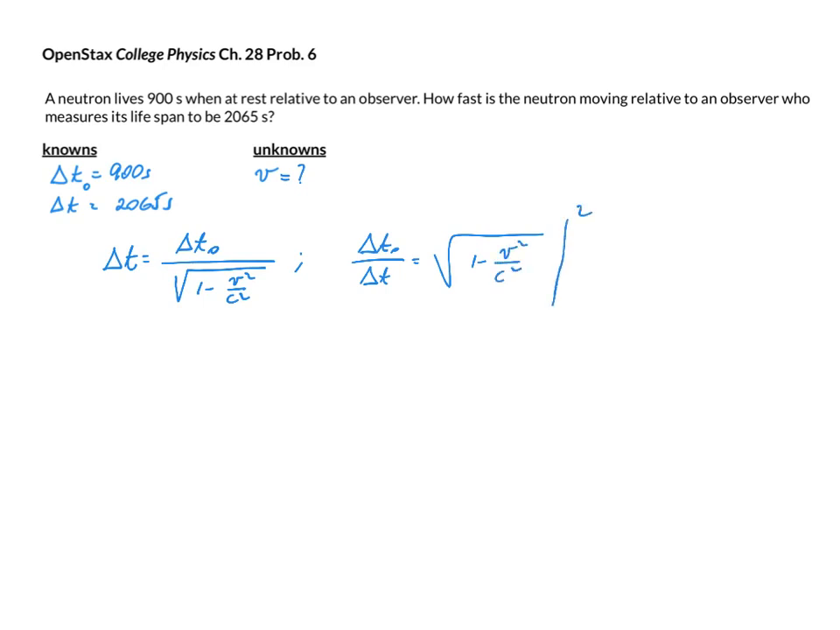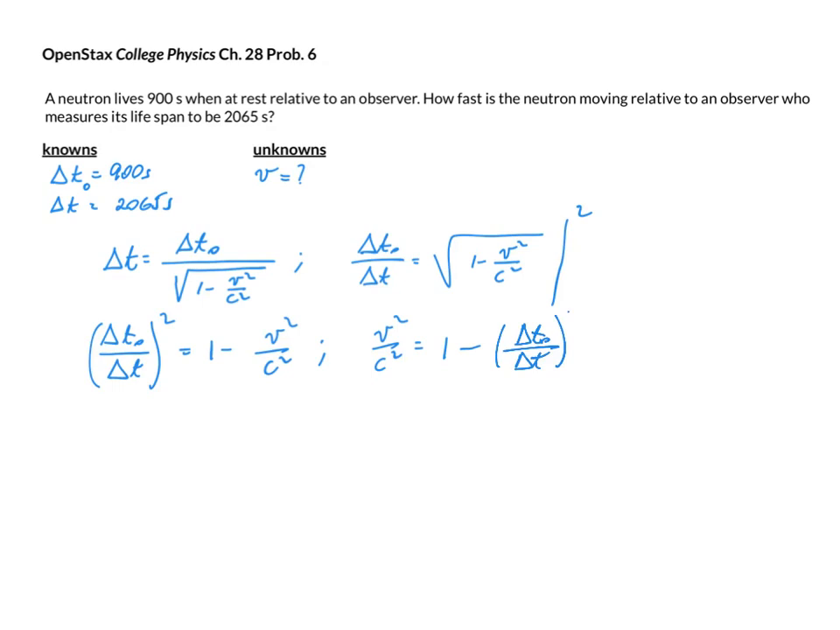I can square both sides and end up with delta t naught divided by delta t quantity squared is equal to 1 minus v squared over c squared, or v squared over c squared is 1 minus delta t naught over delta t quantity squared, which then means that v is c square root 1 minus delta t naught over delta t quantity squared. Of course, I could have plugged in the numbers from the very beginning, but I don't like to do that. I want to write down my expressions first.